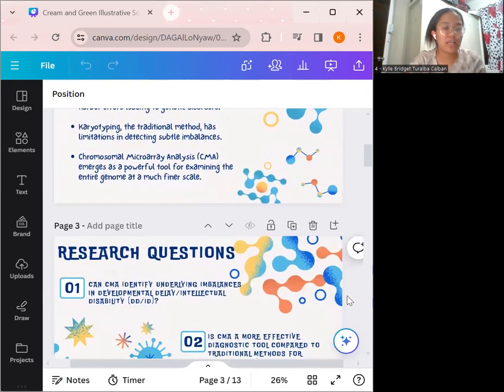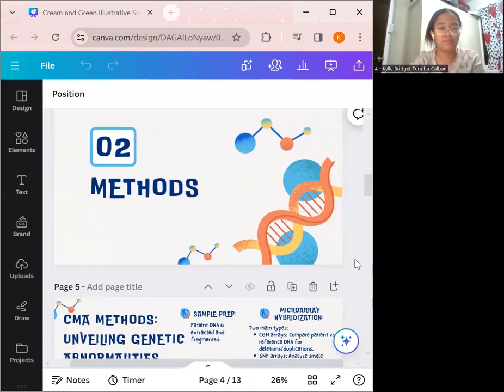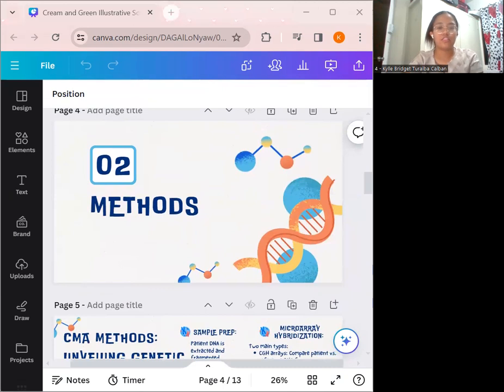The next slide is the research questions. The first question is, can CMA identify underlying imbalances in developmental delay or intellectual disability? And number two, is CMA a more effective diagnostic tool compared to traditional methods like karyotyping, for example, for conditions like congenital anomalies? Now let's delve into the methodology of CMA.